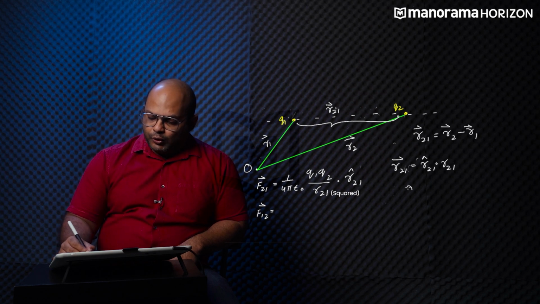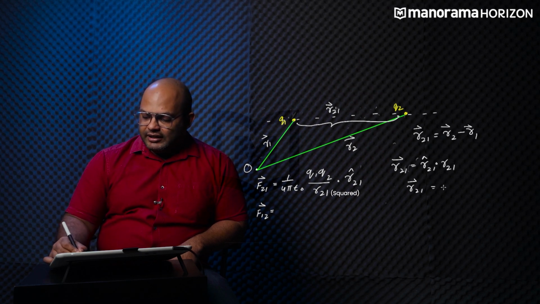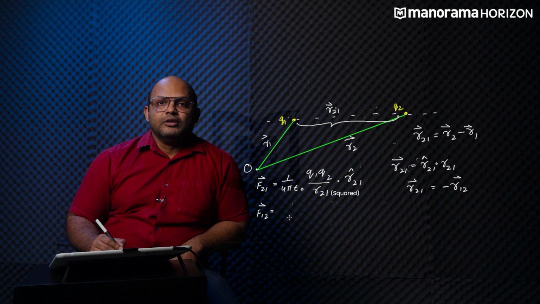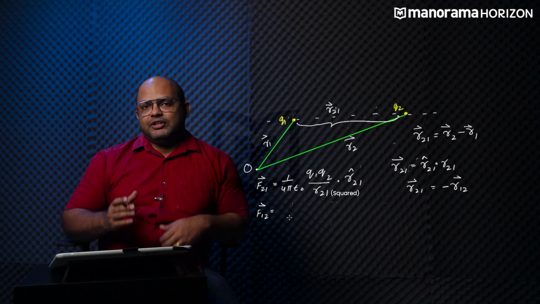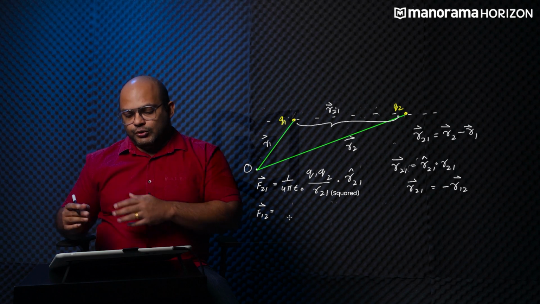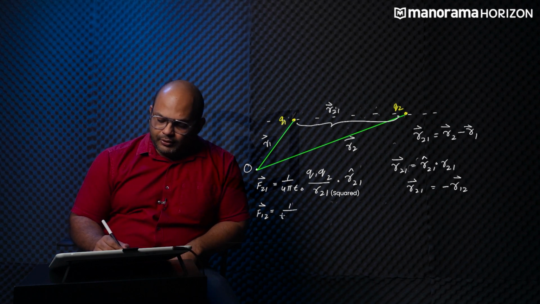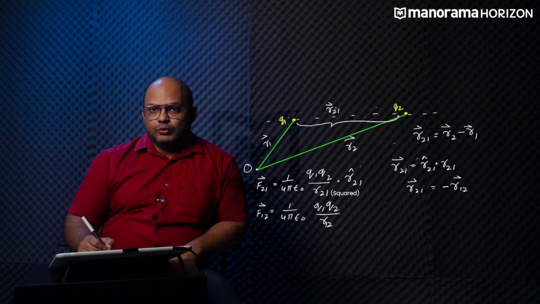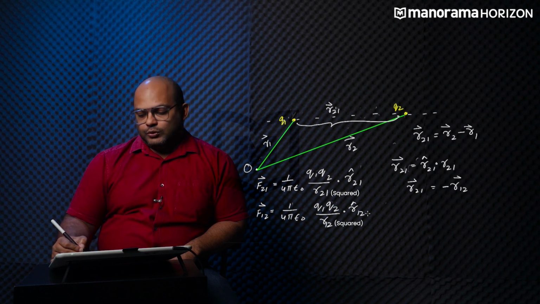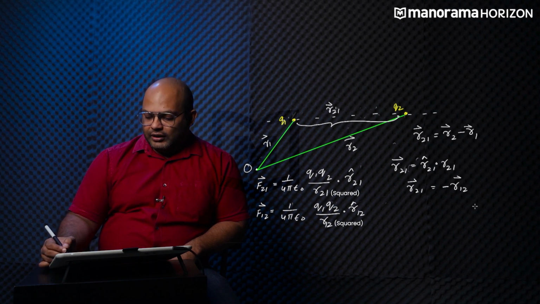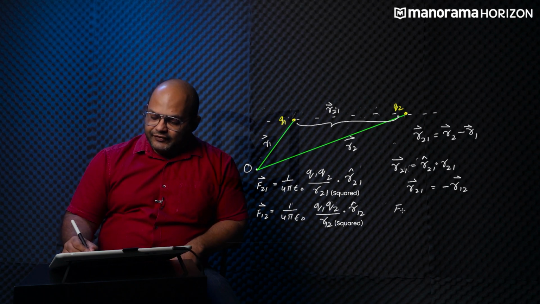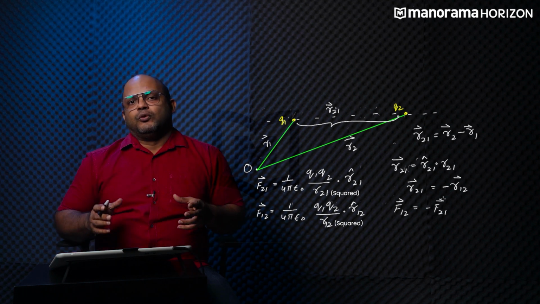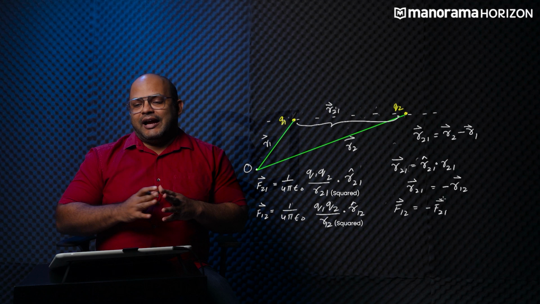Conversely, we can also show that R21 is the negative of R12 because R12 is pointing in the opposite direction. So I can show that F12, that is the force on the charge Q1 because of the charge Q2 in vector form, is equal to 1 upon 4 pi epsilon naught Q1 Q2 upon R12 squared multiplied by unit vector R12. Since R21 is the negative of R12, we can infer from this that F12 is equal to the negative of F21. So these two forces are of equal and opposite magnitude, and that does have a significance.